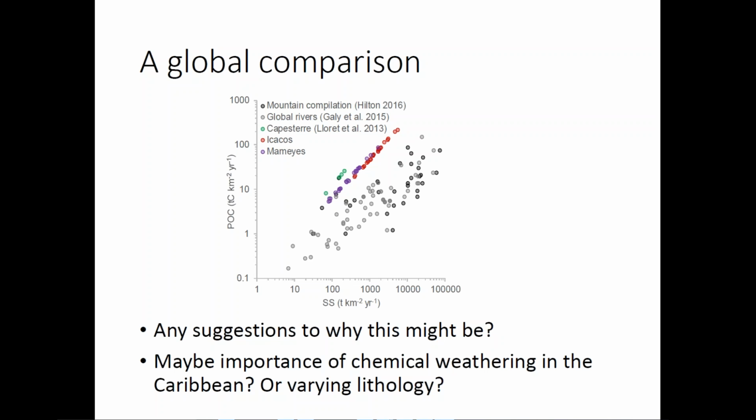But I want to note, and this is the direction where we're going with the paper, that Capostete, which is nearby, also has this elevated carbon content compared to the suspended sediment. And the question is, why might this be? But we've already sort of established that. So let's just continue on, and then we can talk about that later.